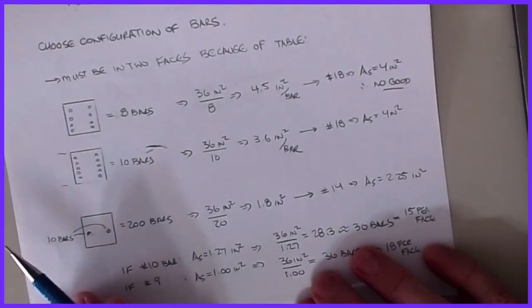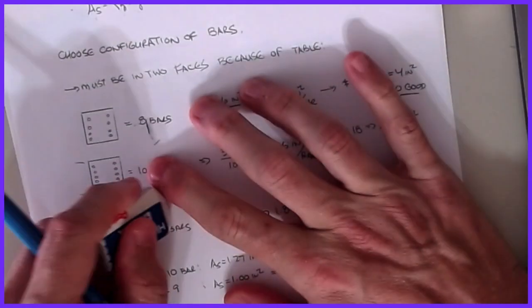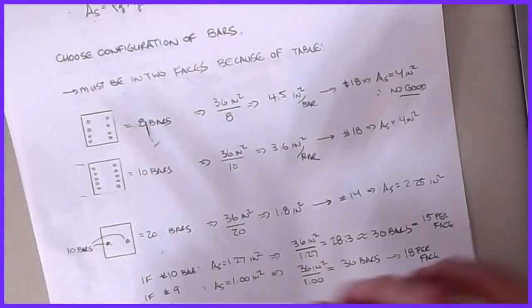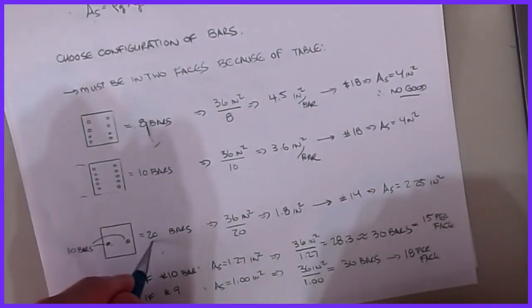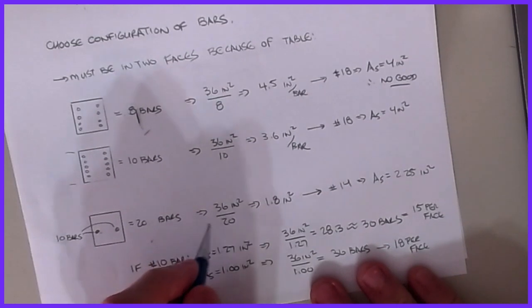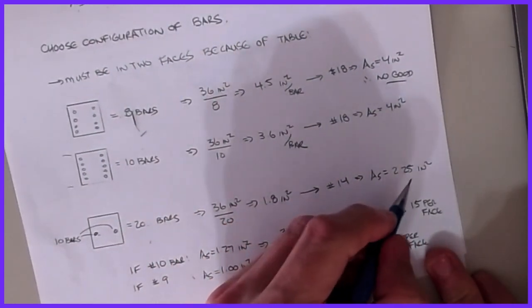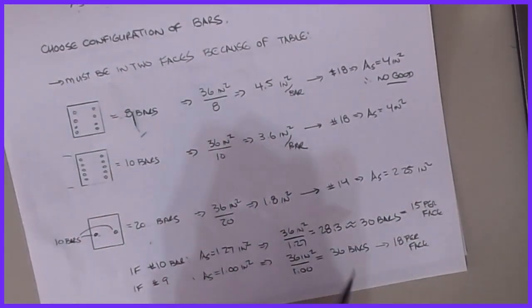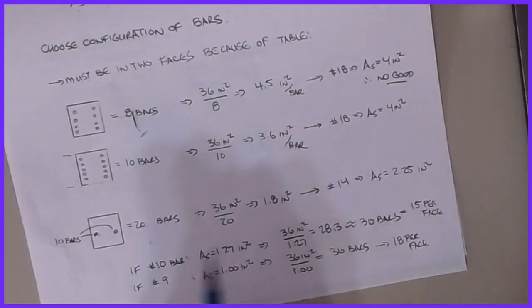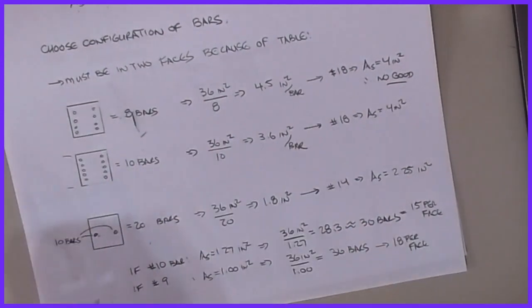We could go a little bit further. Let's suppose that we do 10 bars in every face. So 10 bars in this face and 10 bars in this face would be 20 bars, and so I could go 36 over 20. That gives me 1.8. A number 14 is worth 2.25 square inches, and you could work your way down to that. I could use a total of 20 number 14 bars as opposed to 10 number 18s.